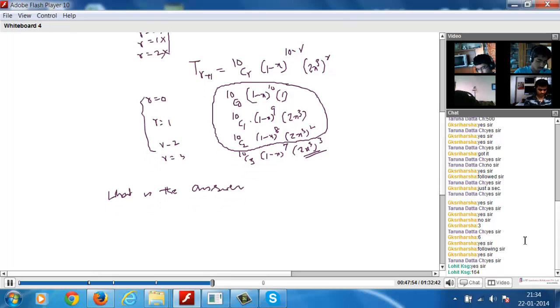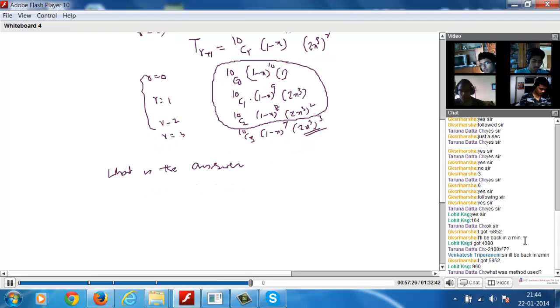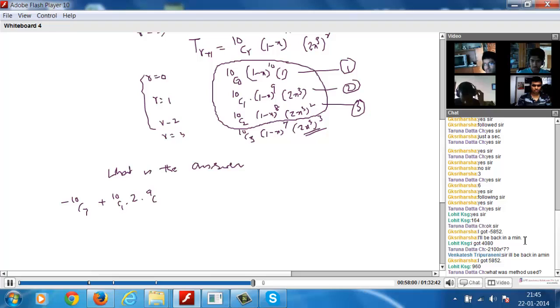116. No, 164 is not correct. 960 is the correct answer. The same method is used, of course, very simple. You just collect it correctly. You see, this is 1, this is 2, this is 3. In the first, what do you get? Minus 10C7. Plus, then 10C1 into the coefficient of x to the power 6: 10C1 into 2 into 9C6. Then minus 10C2 into 2 square into 8C1, which is 8C7.